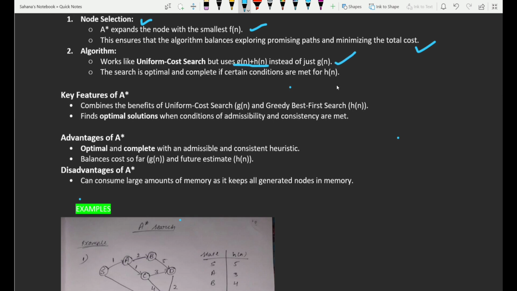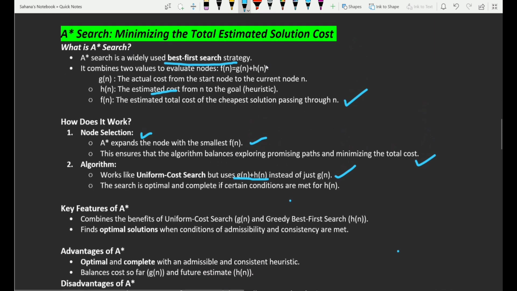In greedy best first search, what will happen is the condition is f of n is equal to h of n. But in this we have f of n is equal to g of n plus h of n. In that, in any nodes, if we get the smallest value, we'll take that node and then we will explore its neighbor nodes. Okay, this is how it works.